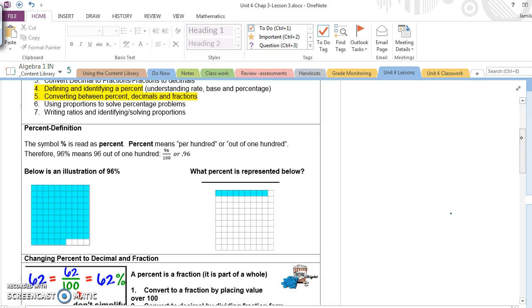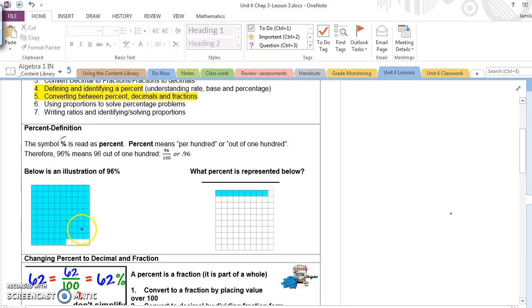So, percent definition. The symbol for a percent is as seen here, and it's read as percent. Percent means per 100 or out of 100. Therefore, 96% means 96 out of 100 or 0.96. So notice the decimal form just makes sure that the 6 is in the hundredths position. Then that way your number is out of 100.